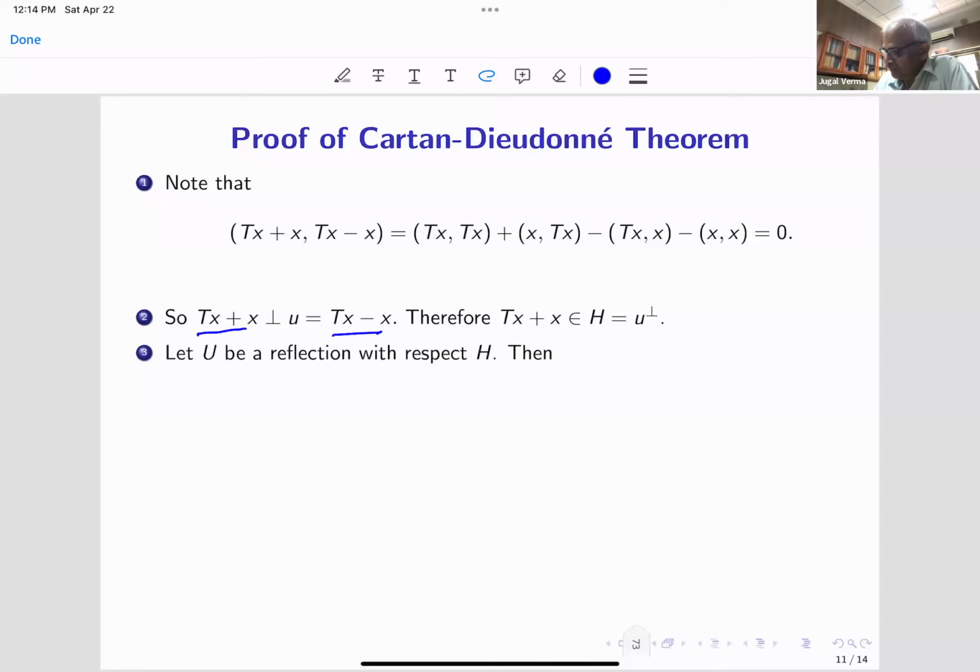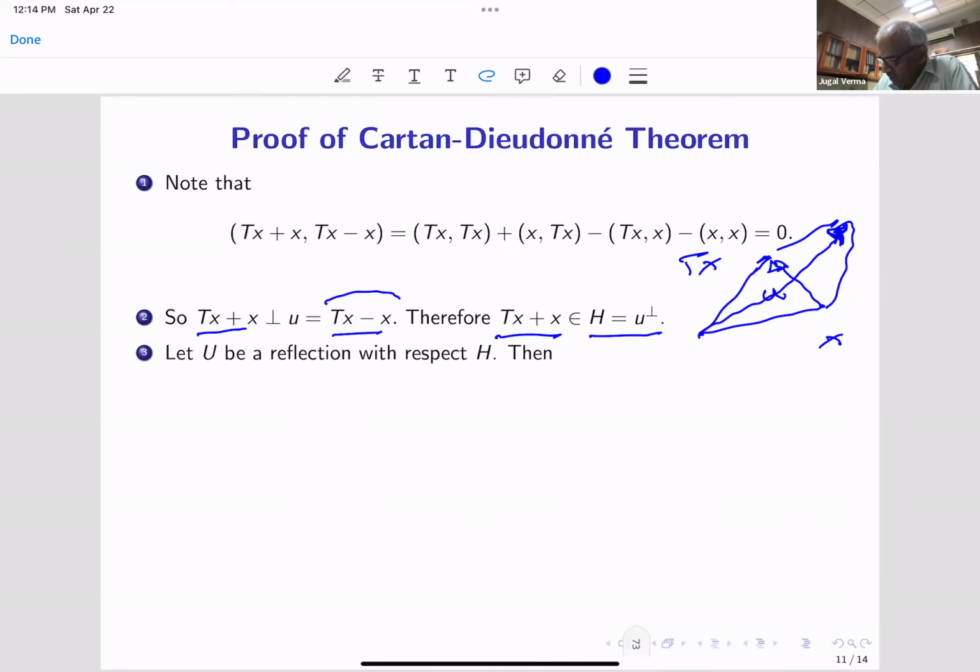So I name Tx minus x as u. So this was my Tx, and this is x, and Tx minus x is my vector u. Then this Tx plus x is in the hyperplane which is perpendicular to u. Because Tx plus x is perpendicular to u, Tx plus x is in the hyperplane. Now, let U be the reflection with respect to H. Remember, I took this vector u, which was Tx minus x. This is a non-zero vector. And now I can consider a hyperplane which is perpendicular to u. So this is a subspace of dimension n minus 1. And on the whole space, I can construct a reflection whose plane of reflection is this subspace H.